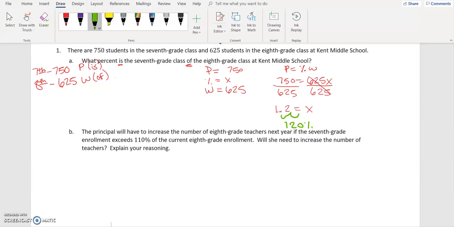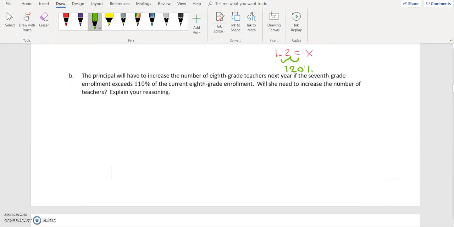Okay. The principal will have to increase the number of 8th grade teachers next year if the 7th grade enrollment exceeds 110% of the current 8th grade enrollment. Will she need to increase the number of teachers? Explain your reasoning. Okay, so yes.